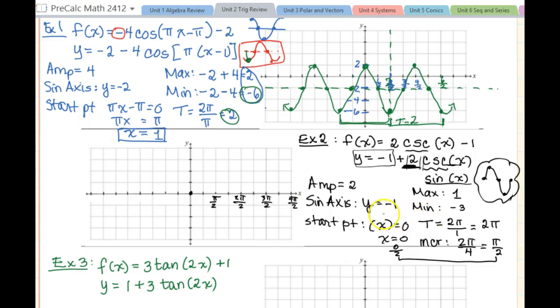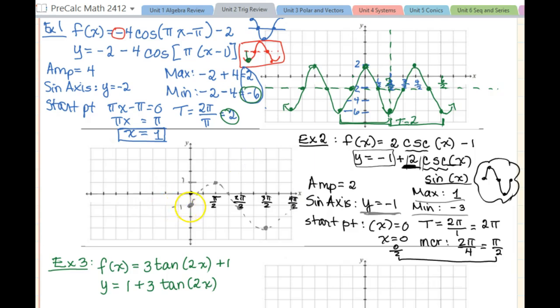So we're going to start off on our sinusoidal axis, and at our starting point of 0, so it's going to be here. This is going to be -1. Then it's going to be at its maximum. Our maximum is at 1. At our next increment, we're going to go up to 1. Here's 1. The next one is going to be back at our sinusoidal axis, so I'm right here. Then it's going to go to the minimum, which is at -3. So here's -1, -2, -3. And then back up to our sinusoidal axis. So I'm going to put this dashed.